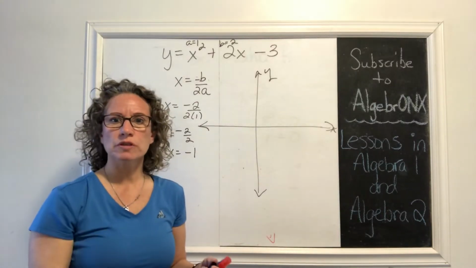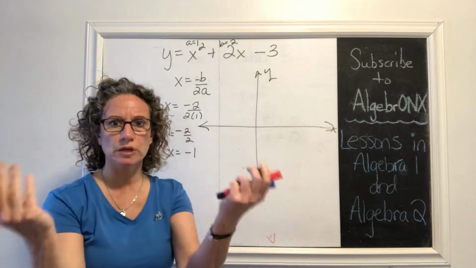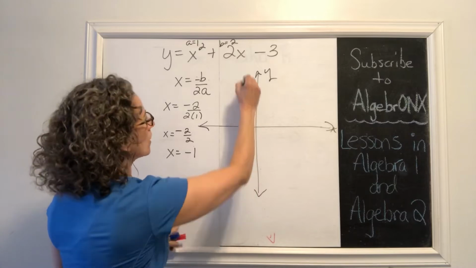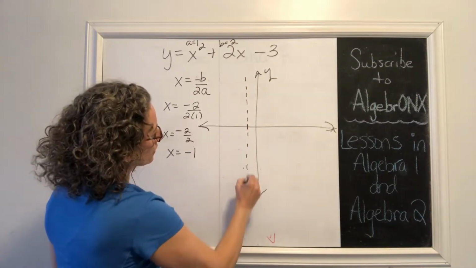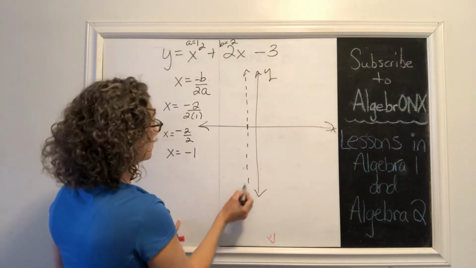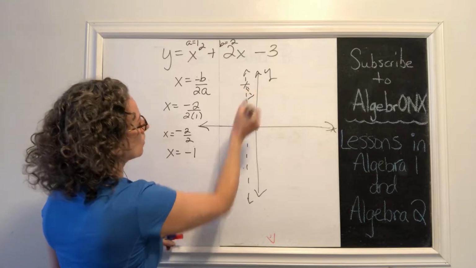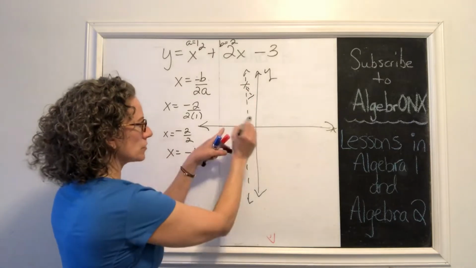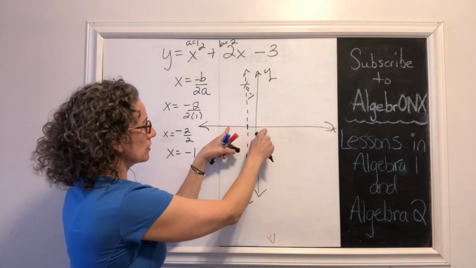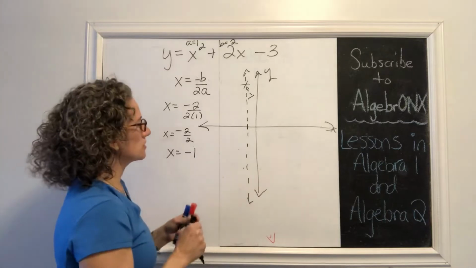Okay, so that's our axis of symmetry. The axis of symmetry is the vertical line that goes through the vertex and divides the parabola into two equal parts. So I'm going to draw this dotted line for the axis of symmetry, and I'll label it here at the top, x equals negative 1. Now on either side of that line are the roots, and I want to figure out exactly where eventually, but first I'm going to find what the vertex is.